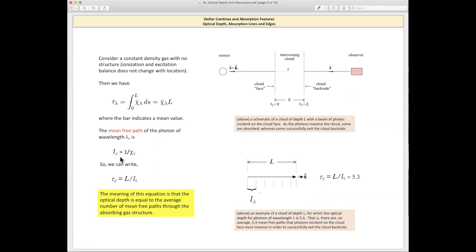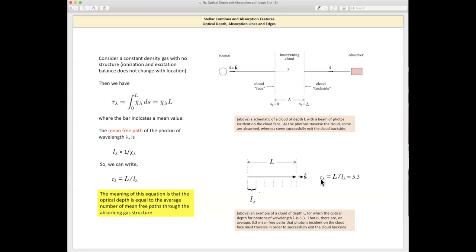Then it turns out that 1 over the opacity is the mean free path of the photons. So if you think of this average situation where a uniform cloud could be the mean opacity in the cloud times the length of the cloud, the depth of the cloud L, then you can substitute this equation into this equation and get tau is equal to the length of the cloud divided by the mean free path of the photon. So when you look at it now, these are both units of length. So tau is unitless. And tau now is a number that is equal to the number of mean free paths that a photon has to traverse in order to get out the backside of the cloud.